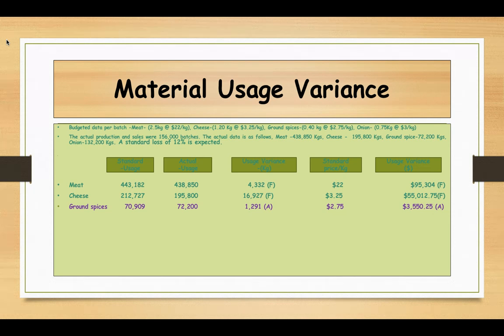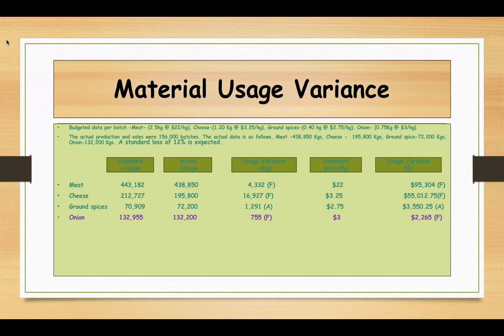We're going to do the ground spice: 156,000 times 0.4 divided by 0.88 or 88%. You will get 70,909 kilograms. The actual usage is 72,200. So the usage variance in kilograms is 1,291 kilograms adverse. And you are going to times that by $2.75. So the usage variance for the ground spice is $3,550.25 adverse. We'll do the same for the onions.